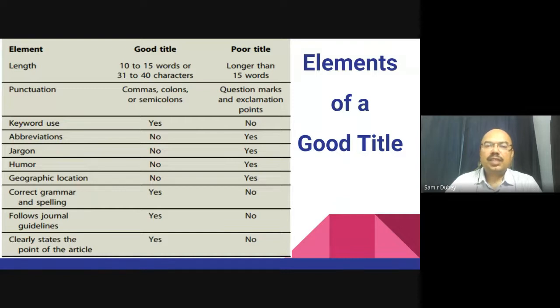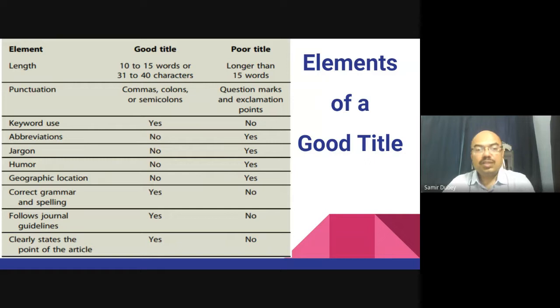Then there should be commas, colons, or semicolons wherever required. The keywords should be used as much as possible in the title. There should be no abbreviations, no jargon, and no humor. As for the geographic location, researchers in geography have to mention the geographical location in which the research has been conducted.